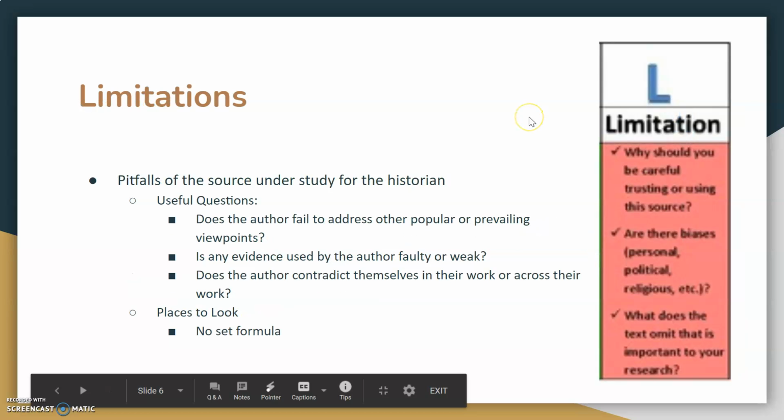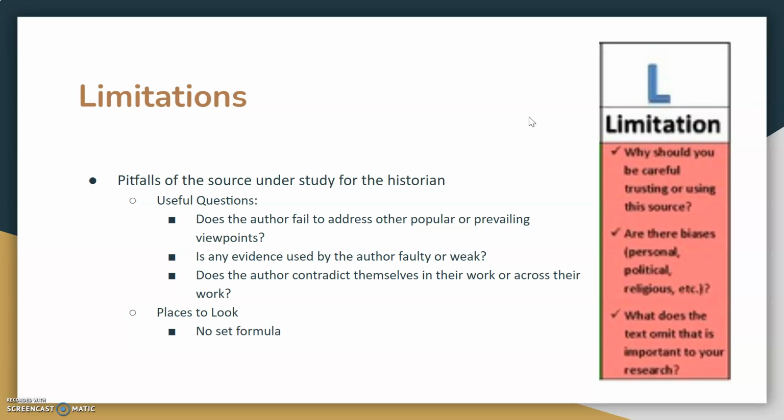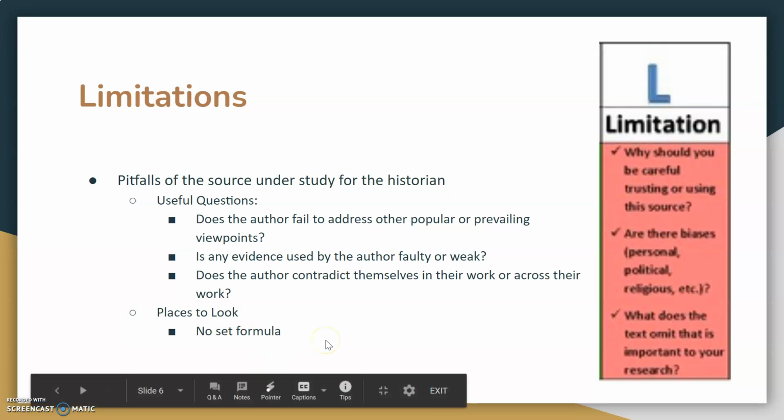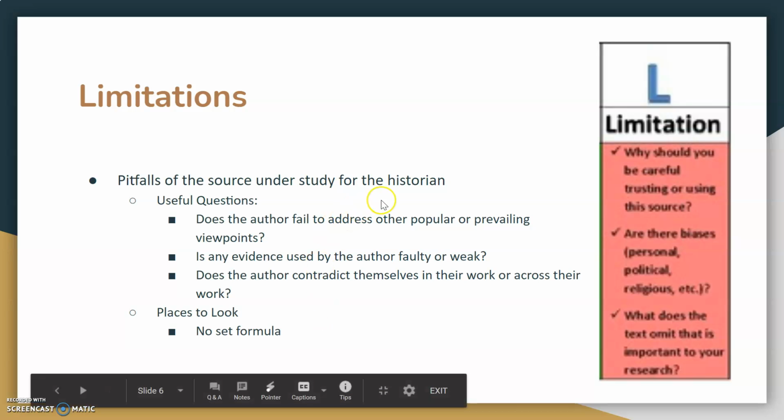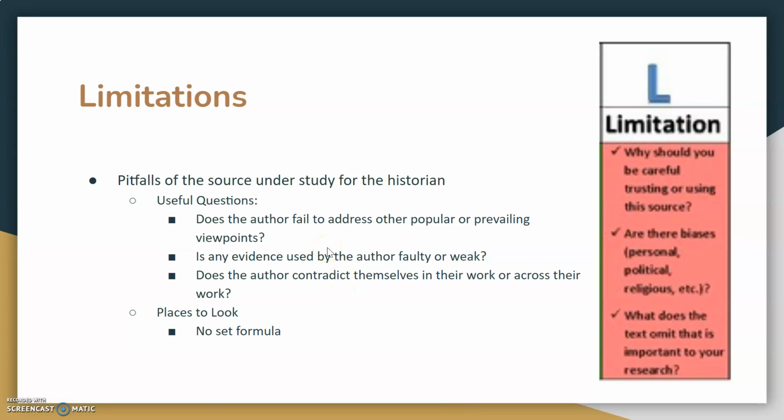Okay, final one, limitations. The pitfalls of the source under study for the historian. There's no set formula. This is the most complicated one. Again, I'm going to demo how to do this tomorrow. I more just want you guys to get a broad understanding of this in your head for your notes, so you can refer back to your notes. But these are questions you can ask yourself. One way I would summarize this is, after reading the information source, what questions do you still have about the time period under study?